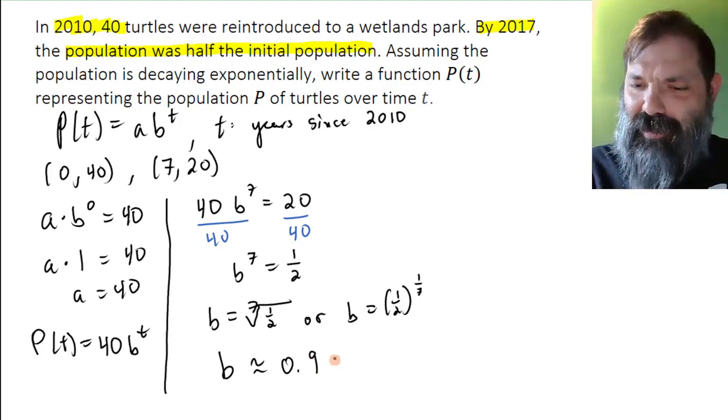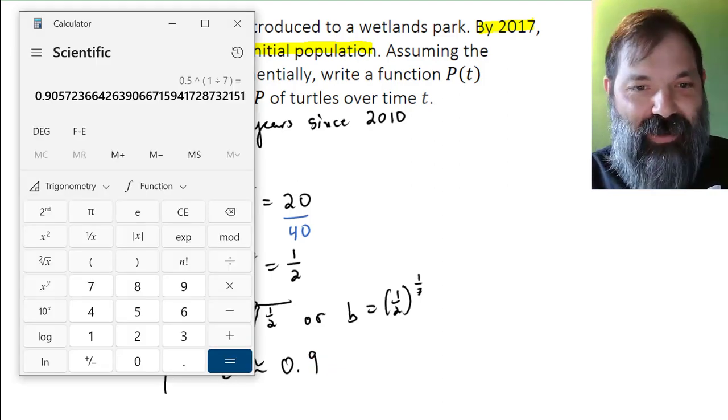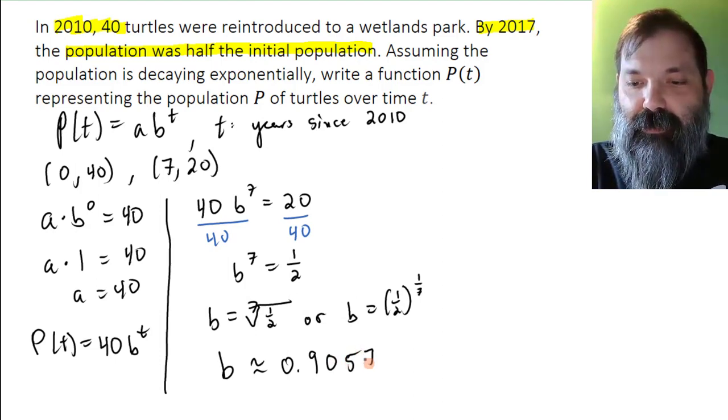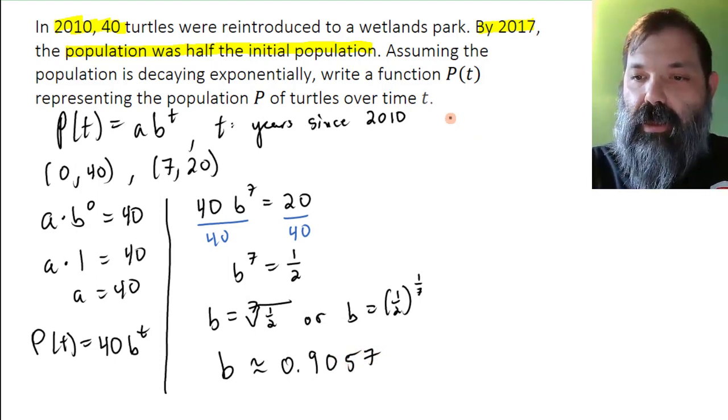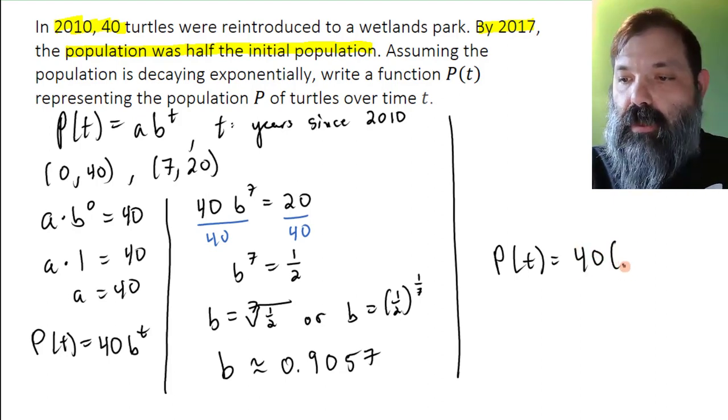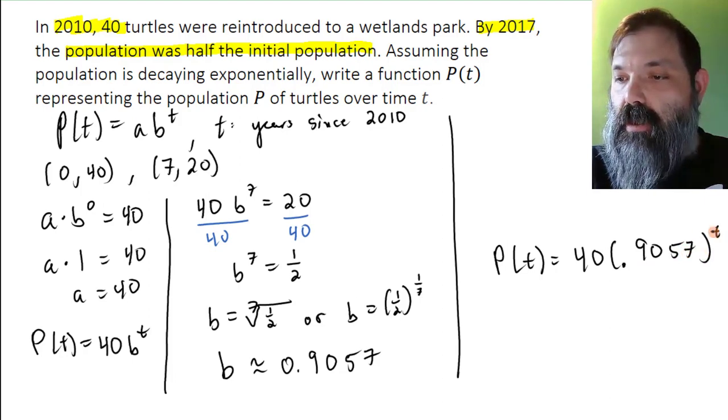So b is approximately 0.9057. So then my conclusion is that the function p of t is 40 times 0.9057 to the t.